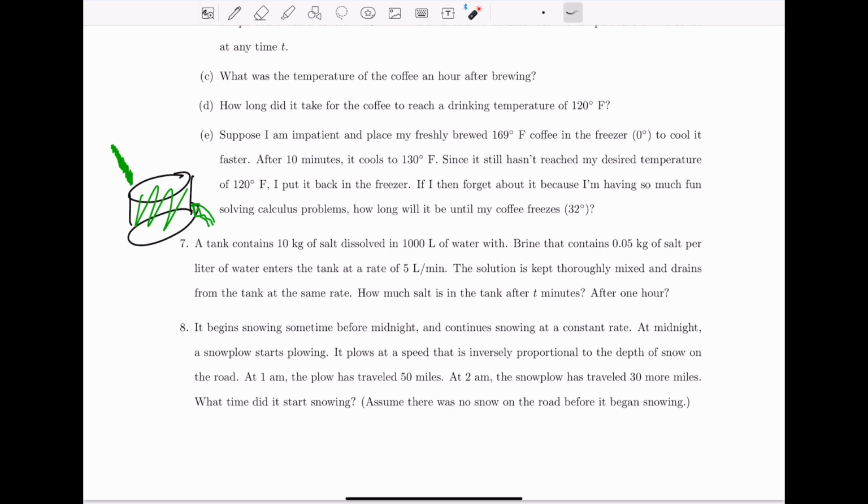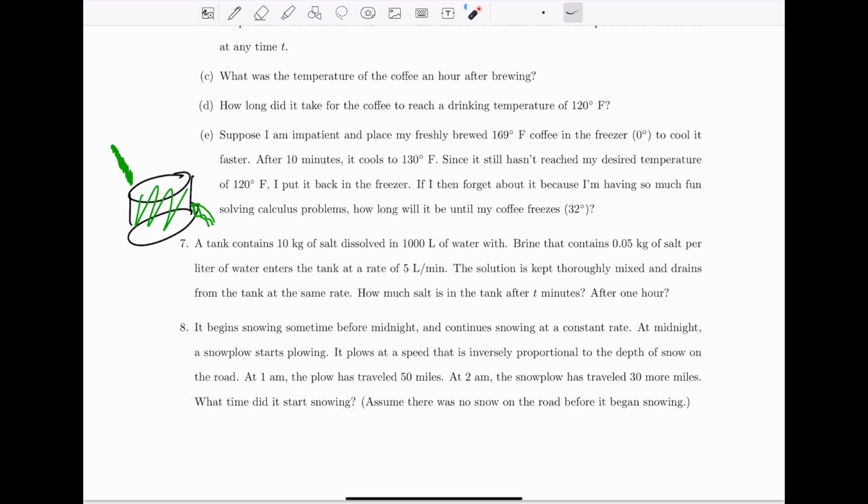It begins snowing sometime before midnight and continues snowing at a constant rate. Right at midnight, a snowplow starts plowing. The snowplow plows at a speed that is inversely proportional to the current depth of snow on the road. At 1 a.m., after 1 hour, the plow has traveled 50 miles. At 2 a.m., the snowplow has traveled 30 more miles for a total of 80 miles. And here's what we want to find. What time did it start snowing?